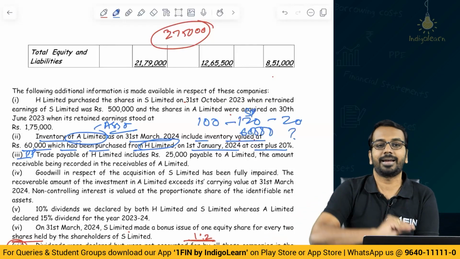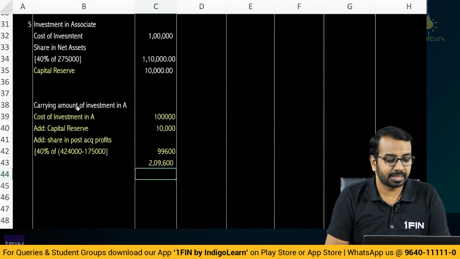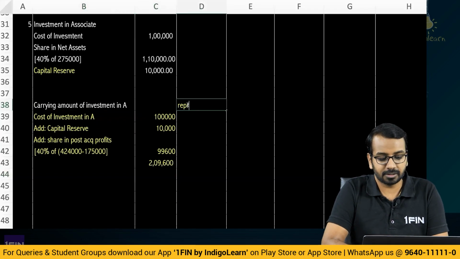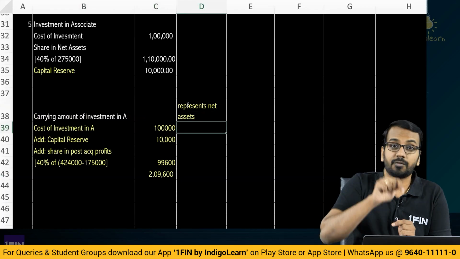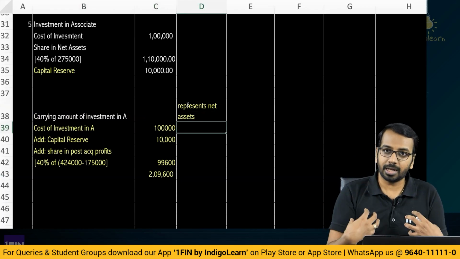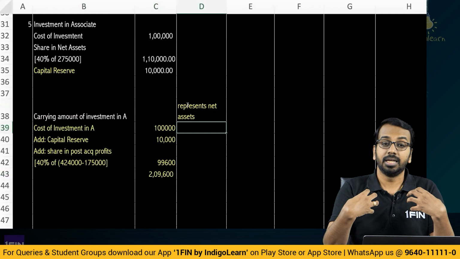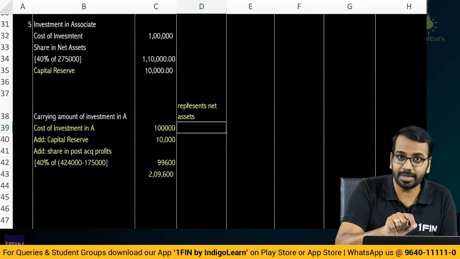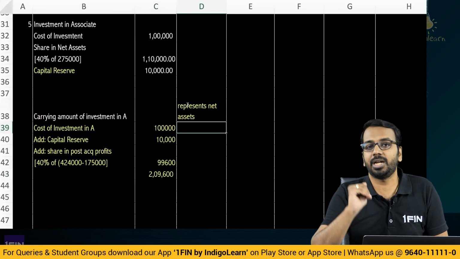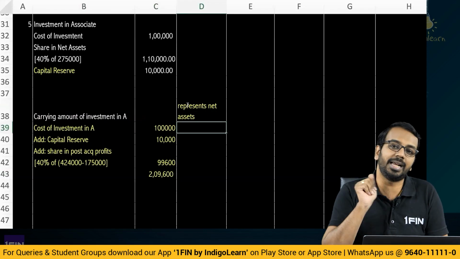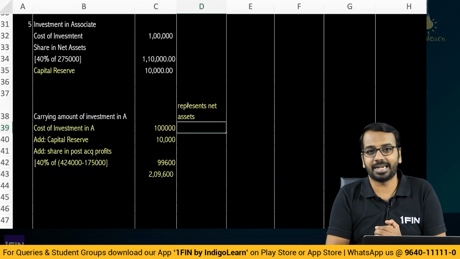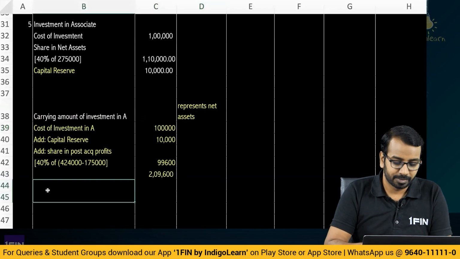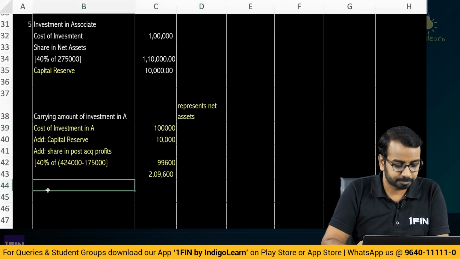Now, what do we do with this unrealized profit? Please understand, this carrying amount of investment in A, this represents net assets. Now, in the net assets of A, our inventory, holding company's or parent company's inventory is lying there at a higher value. Now, we know inventory we have to show at cost only. So, to the extent of unrealized profit, we have to eliminate. Where will we eliminate it from? We do not have inventory, we have only net assets. So, we will eliminate it from the net asset. Clear?